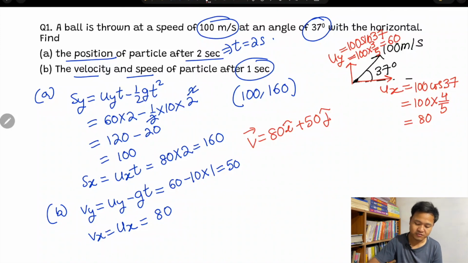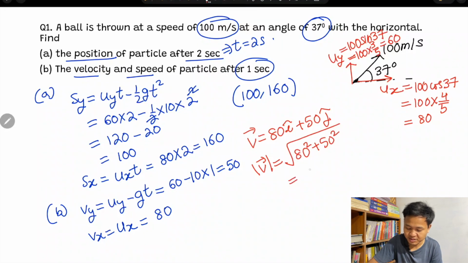Velocity is 80 i cap plus 50 z cap. So how do you write the speed? What is speed? Speed is basically the magnitude of velocity. So the magnitude of this is what? 80 square plus 50 square.